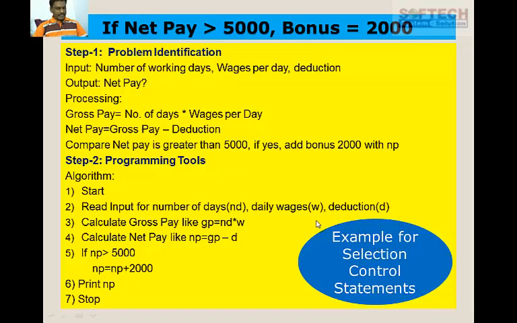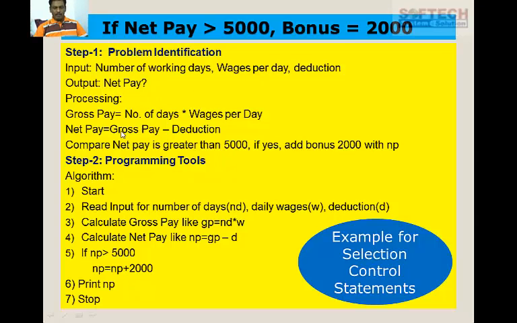Now we apply the simple if statement to an example. So we take the previous example, already discussed, the program example for sequential control. We take the same example for our easy learning. The inputs are number of working days, wages per day, and deduction. The output will be net pay. The calculation process is the same.